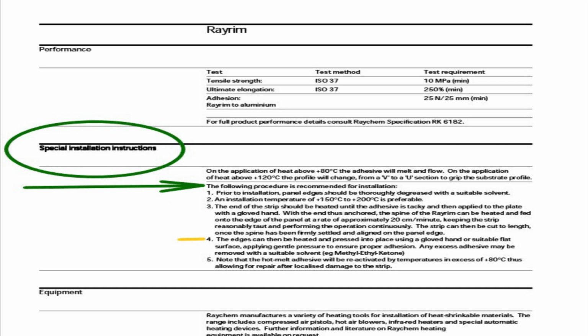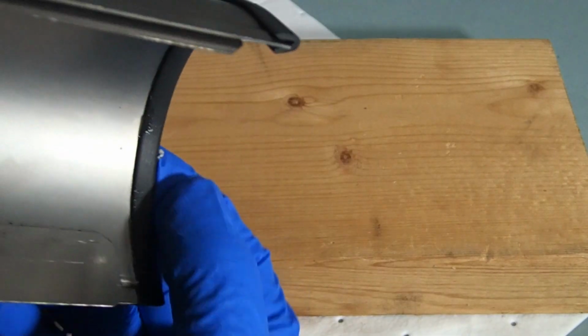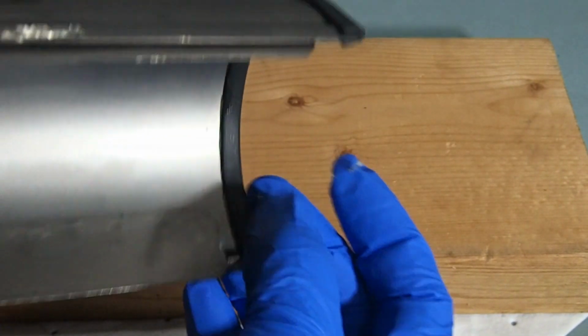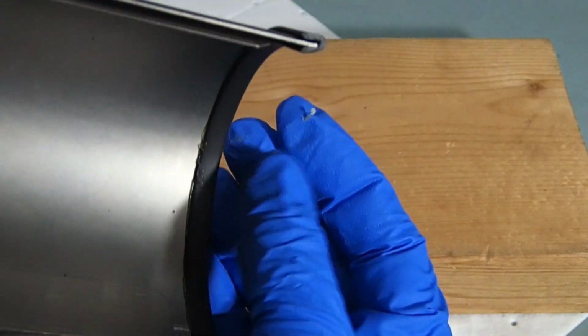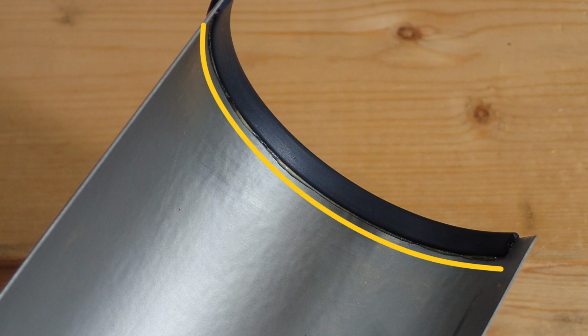The edges can be heated and pressed into place using a gloved hand or suitable flat surface. Apply gentle pressure to ensure proper adhesion. Any excess adhesive can be cleaned with MEK, blah, blah, blah. Anyway, the point is, dude, heat it up till it gets super hot while it's on there and squeeze it so that some of the glue comes out and you can see the whole part of the edging is sealed or glued. Not just the end or not just the top, right? But it's going to be hot like crap, so you got to hang on to it with some legit gloves or a couple pairs of gloves, right?